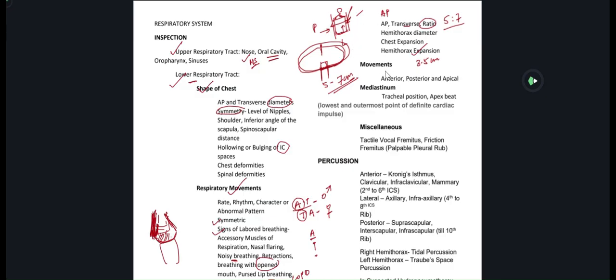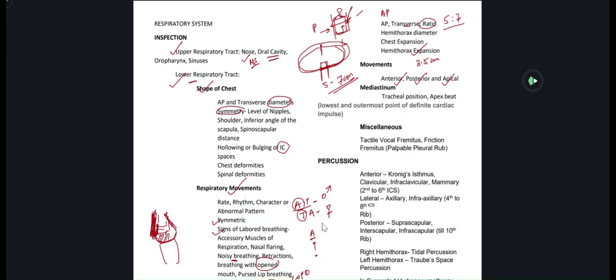Now, what are the movements? So the movements, we have divided to be measured in the anterior, the posterior, and the apical side. Okay, we don't measure the movements specifically in the axilla. So remember, this is one common mistake that we tend to make. We also go to measure the movements in the axilla. There is no such measurement in the axilla. We look for the anterior movements, the posterior side, and the apical.